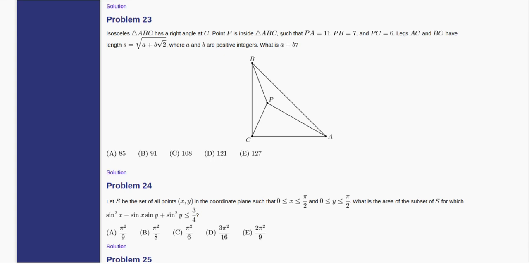So we have an isosceles right triangle here, so this is a right angle, and we have a point P inside of it, and we're given the lengths of all these segments. So PC is 6, PB is 7, and PA is 11. And what we want is to find the length of one of these sides. Like we said, it's an isosceles triangle, so these both have the same length, and we want to find that length.